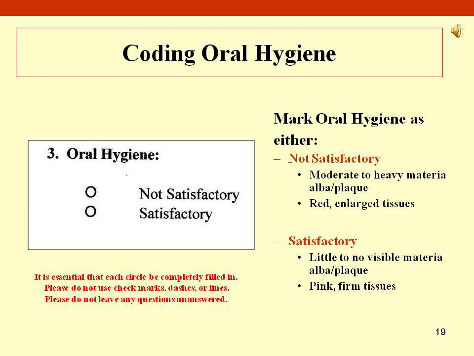The category of oral hygiene is number 3 on the screening form. This is an overall determination of the presence of soft deposit and its effects on gingival tissues. The mark of not satisfactory is reserved for moderate to heavy plaque or materia alba and red enlarged tissues. If there is little to no visible plaque or materia alba present and the tissues are, for the most part, pink and firm, mark the child's oral hygiene as satisfactory.